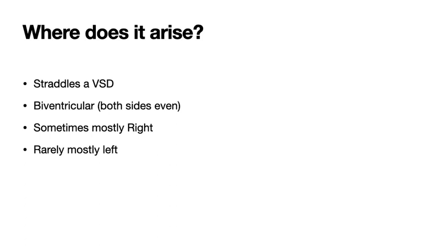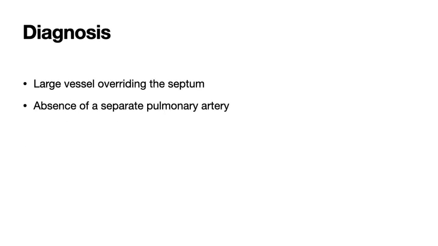All right, where does it arise? Well, it straddles a ventricular septal defect. It's biventricular, meaning that it really arises from both ventricles. It's pretty much straddling the septum pretty evenly. Sometimes it is a little bit coming from the right mostly, but very rarely does it only come from the left. Well, the way that it's diagnosed is, first off, there is a large vessel overriding the septum. That, combined with an absence of a separate pulmonary artery, points you toward common arterial trunk.